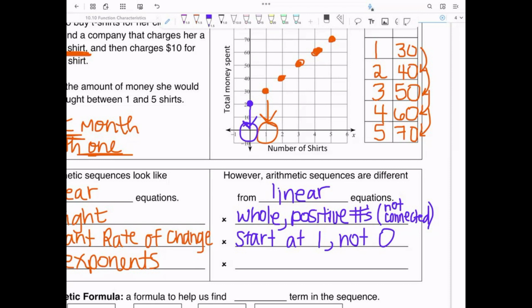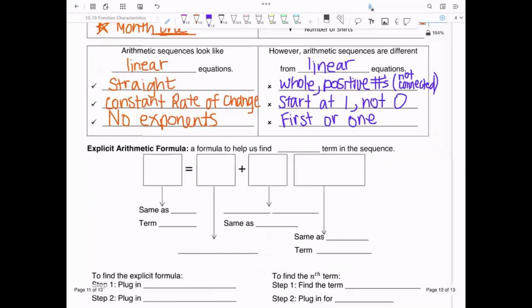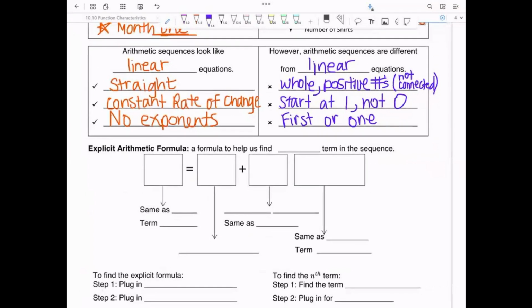And in a word problem, what we would look for to indicate that it would be an arithmetic sequence instead of a linear equation, we would look for words like first or one. That would alert us to the fact that this is a sequence and not a linear equation, because it's going to start at 1 and not at 0. So when we look at our formula, we're going to see that in our formula.